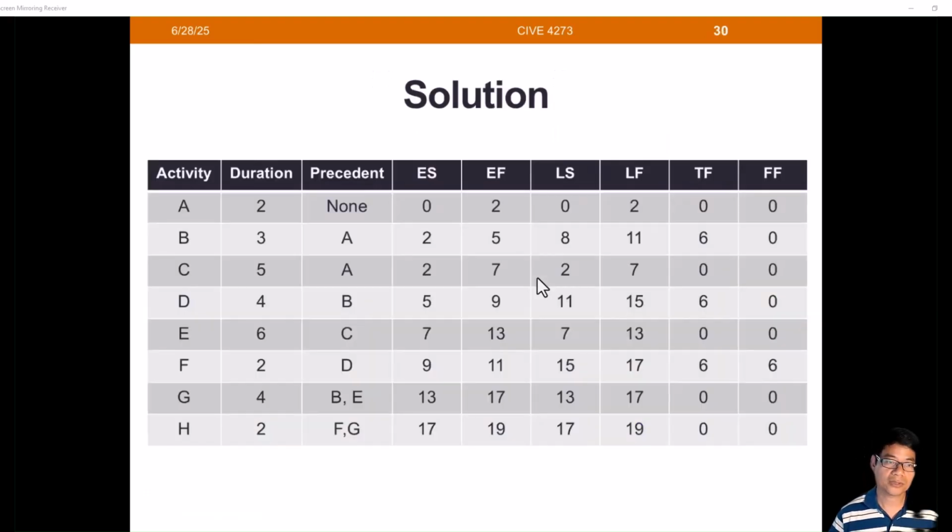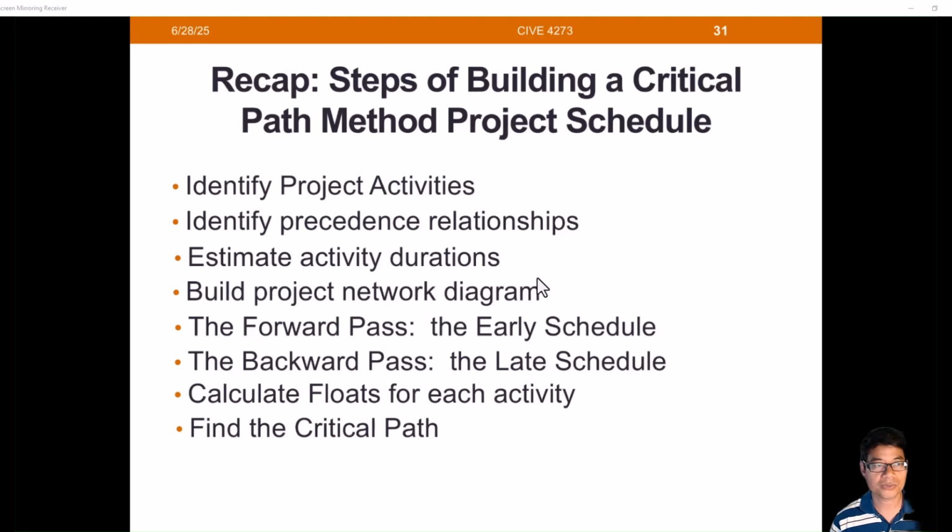That's the full solution of the network diagram for all the activities. We have duration, precedence, early start, early finish, late start, late finish, total float, and free float, everything calculated. And you can put this into a table. That will be a little easier for me to grade your work.